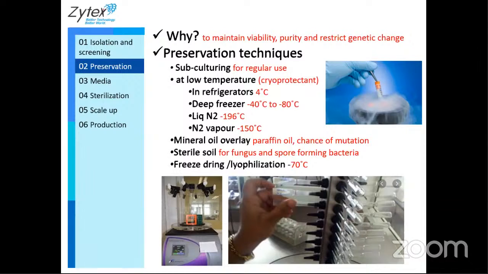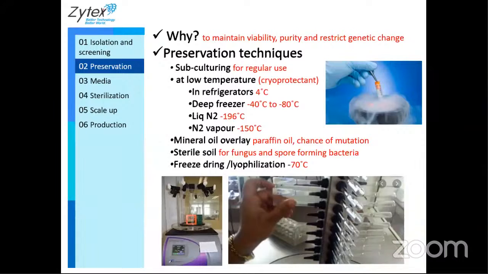crystal formation. Okay, so there are several cryoprotective agents which are being used, like glycerol, DMSO, bovine serum albumin, skimmed milk. So what happens? These molecules, like glycerol or skim milk, the protein molecules, they form a coat around the bacteria, and when the ice crystals are formed, these crystals are not able to pierce through the cell, and that is how the cell is maintained at such lower temperature without any injury.